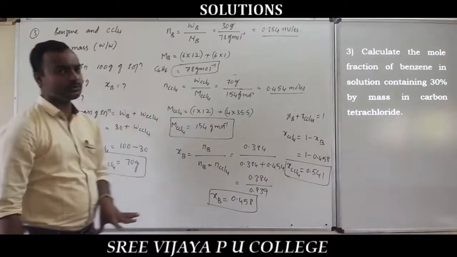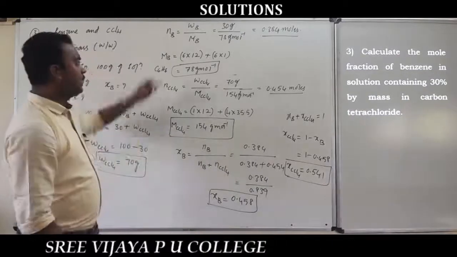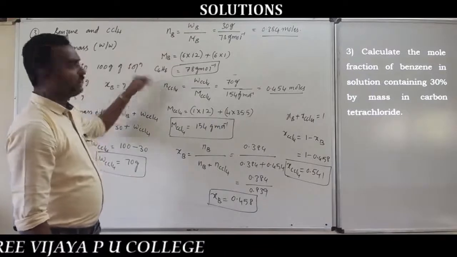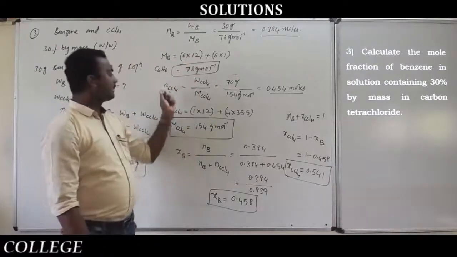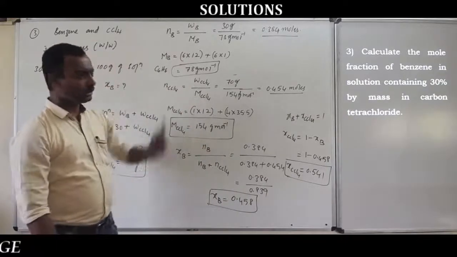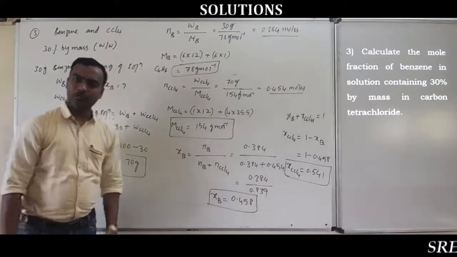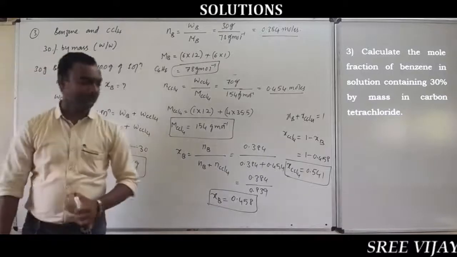Once you know the masses of given components in the solution, we can calculate the number of moles. So number of moles calculate ಮಾಡಬೇಕಾದ್ರೆ molar mass ನ first find out ಮಾಡ್ಕೊಳ್ಳಿ, ಆಮೇಲೆ number of moles ಸಿಗುತ್ತೆ. Once you know the number of moles, you can easily calculate the mole fraction. So that's about the third problem.